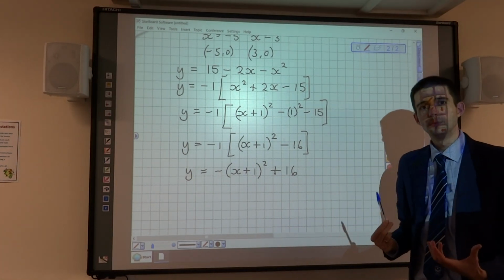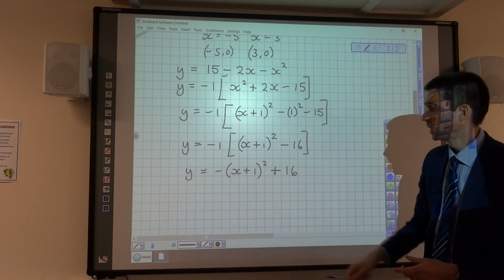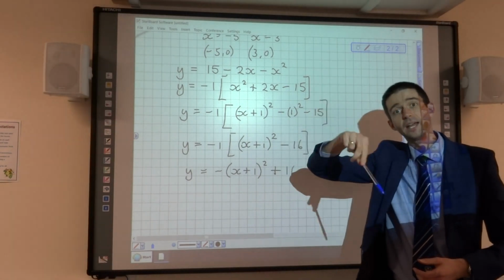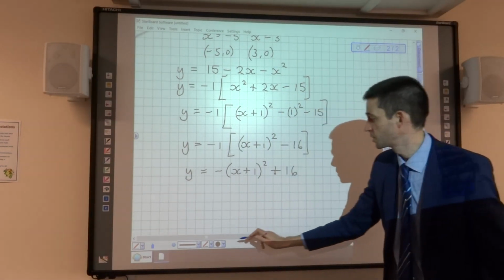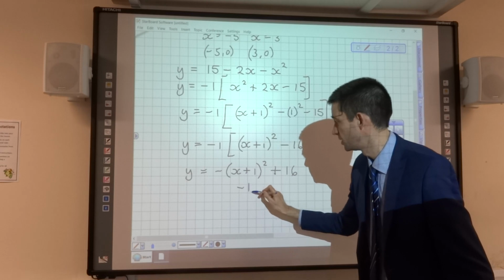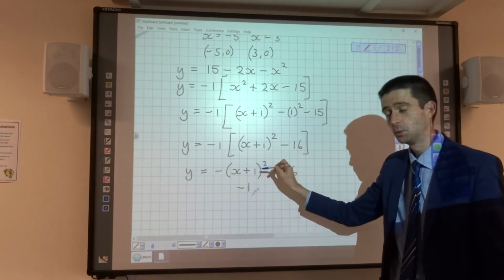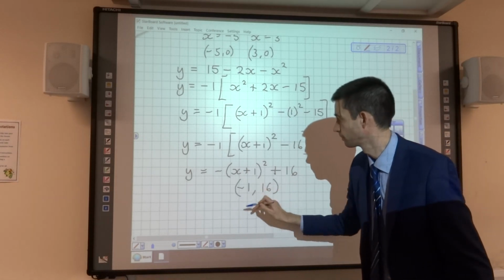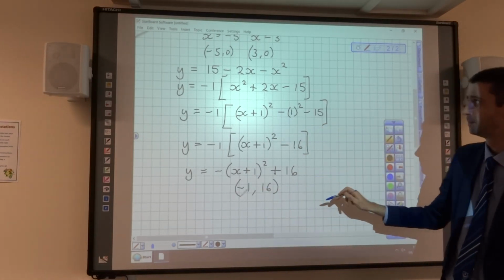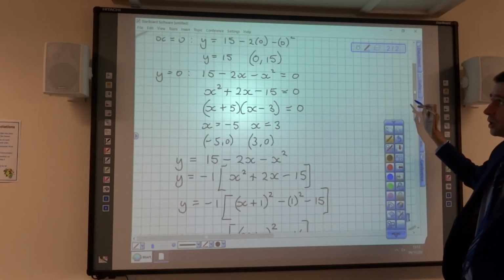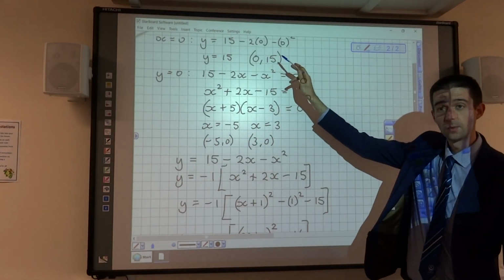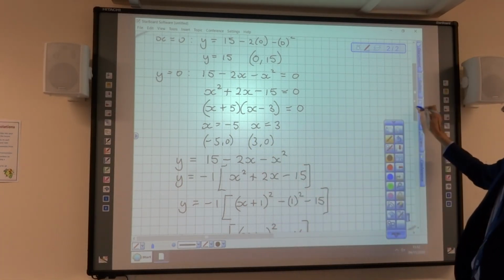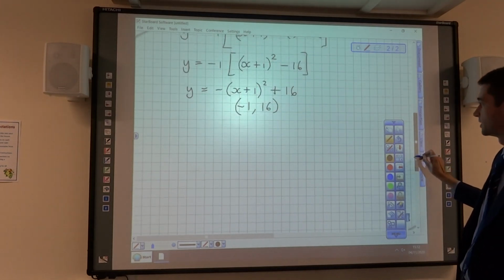Now, when I'm looking at the vertex of this graph, the negative there does not affect the vertex, it just affects it being a negative quadratic. So the x-coordinate of the vertex is still negative 1, because I'm solving this bracket equal to 0, and the y-coordinate is positive 16. So negative 1, 16. So I've now got all the information that I need to sketch the graph. I've got a y-intercept of 0, 15, my two x-intercepts of negative 5 and 3, and my turning point of negative 1, 16.